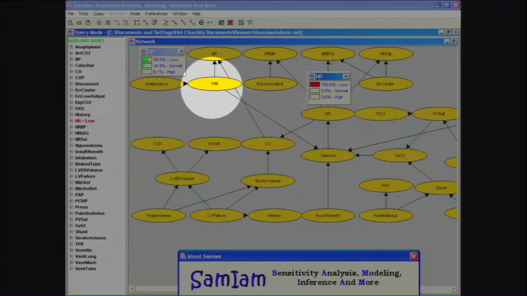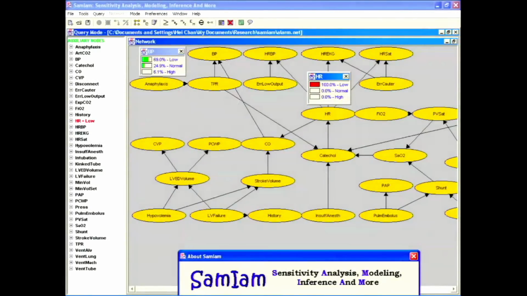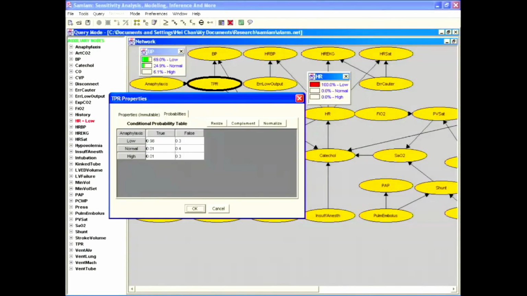So what we're going to do next is open up the CPT for this variable, so we can look at the parameters and make a change to one of these parameters. So here's the CPT. Suppose in this case we go ahead and change this distribution here, right? It was 98%, and the probability now is 96%.